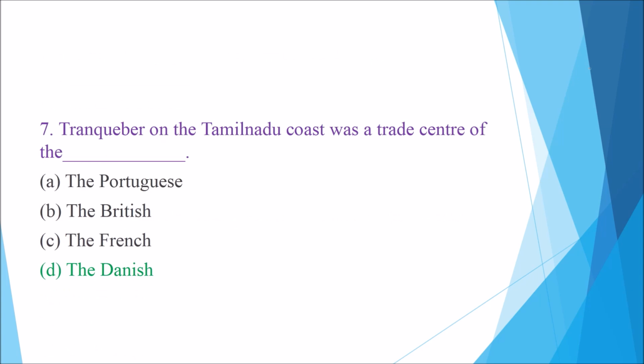Question number 7. Tranquebar on the Tamil Nadu coast was a trade center of the dash. Option A, the Portuguese. Option B, the British. Option C, the French. Option D, the Danish. So the answer is option D, the Danish.